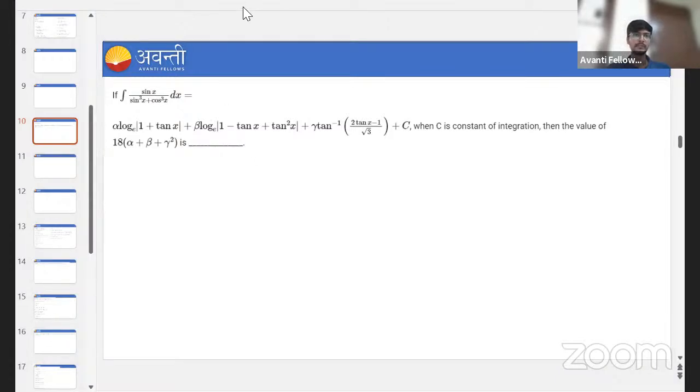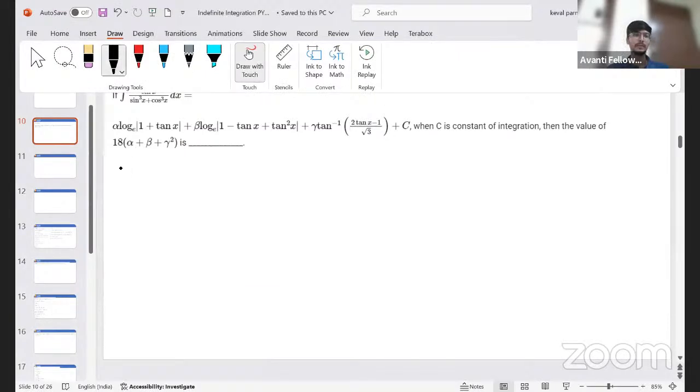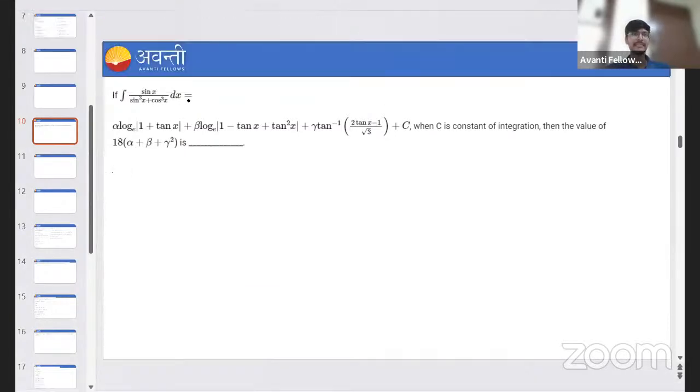Okay, so here is the next question. We have been given this integration equals this. Then we have to find the value of alpha plus beta plus gamma square into 18. Let's try. In such questions, we divide by cos cube x, so we'll take it common. In the numerator, if I divide by cos cube x, I'll get sec square x into tan x dx, upon the denominator, I'll get 1 plus tan cube x.